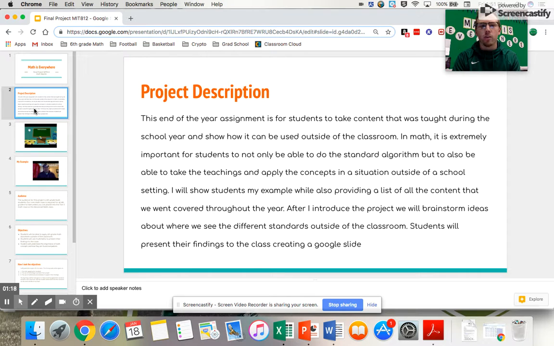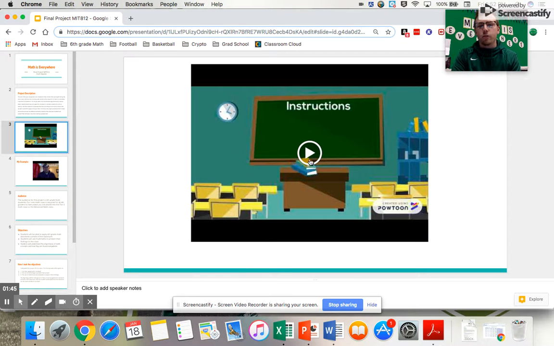Whenever we start to go over this project, I will show the POW tune that I created for this course, and then we will talk about the standards. I will not show them in the terminology that we get from the state, but in a more student-friendly way, and then we will brainstorm how we can find these standards outside of the classroom. So we will make a class list just to get the students thinking about where we will see math outside of the classroom. And this is the POW tune that I made, and I would show to my classes.